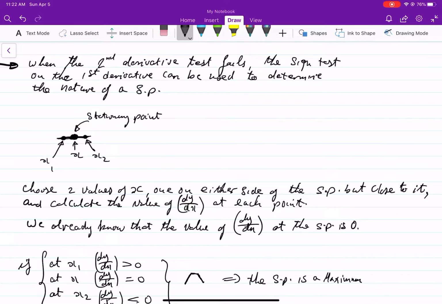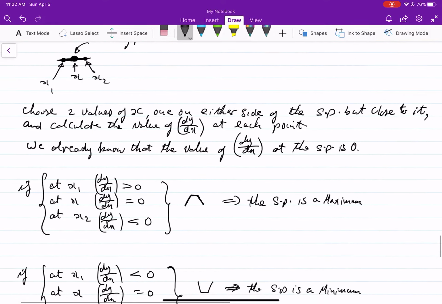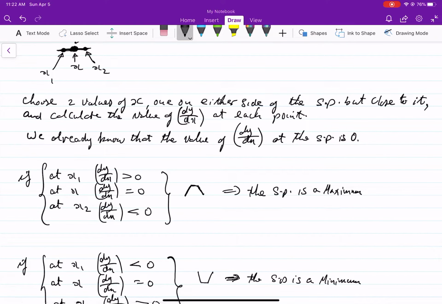We already know the value of dy dx at the stationary point is 0, because by definition, at a stationary point, dy dx is equal to 0. So we don't have to plug the x value back into dy dx at the stationary point itself, because we already know that that's 0. And basically, here is the summary. You're looking for how the sign of dy dx changes as you go through the stationary point, from just before it to the stationary point itself, and then just after it.